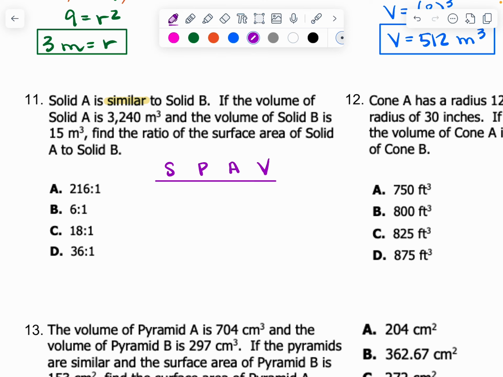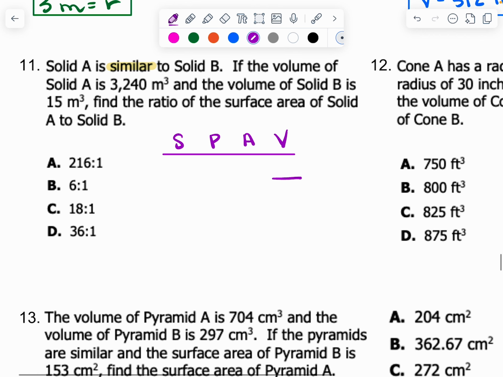These are really big numbers though, so I'm still going to actually do my SPOV chart. And it's giving the volume, so they've given me enough information to put in the volume ratio is 3240 to 15. I'm pretty sure that's reducible, so let's go ahead and try to divide that. Looky there. So this reduces, and you don't have to do this, but I find it much more convenient to work with smaller numbers. So instead of saying the volume ratio is 3240 to 15, we can say it's 216 to 1.